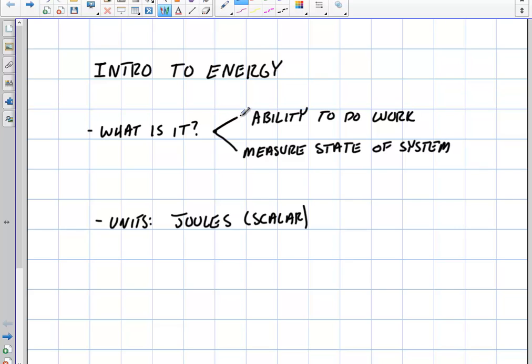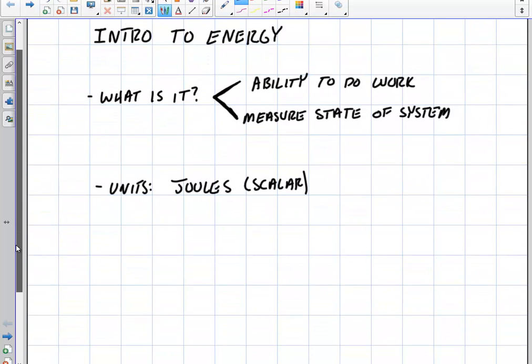Number one, it's the ability of an object to do work, okay? Or it's a measure of the physical state of a system. In other words, how ready is a system to do work? How much energy is there available to do work? Okay? And there's different types of energy that we'll get into. And we'll talk about work too.